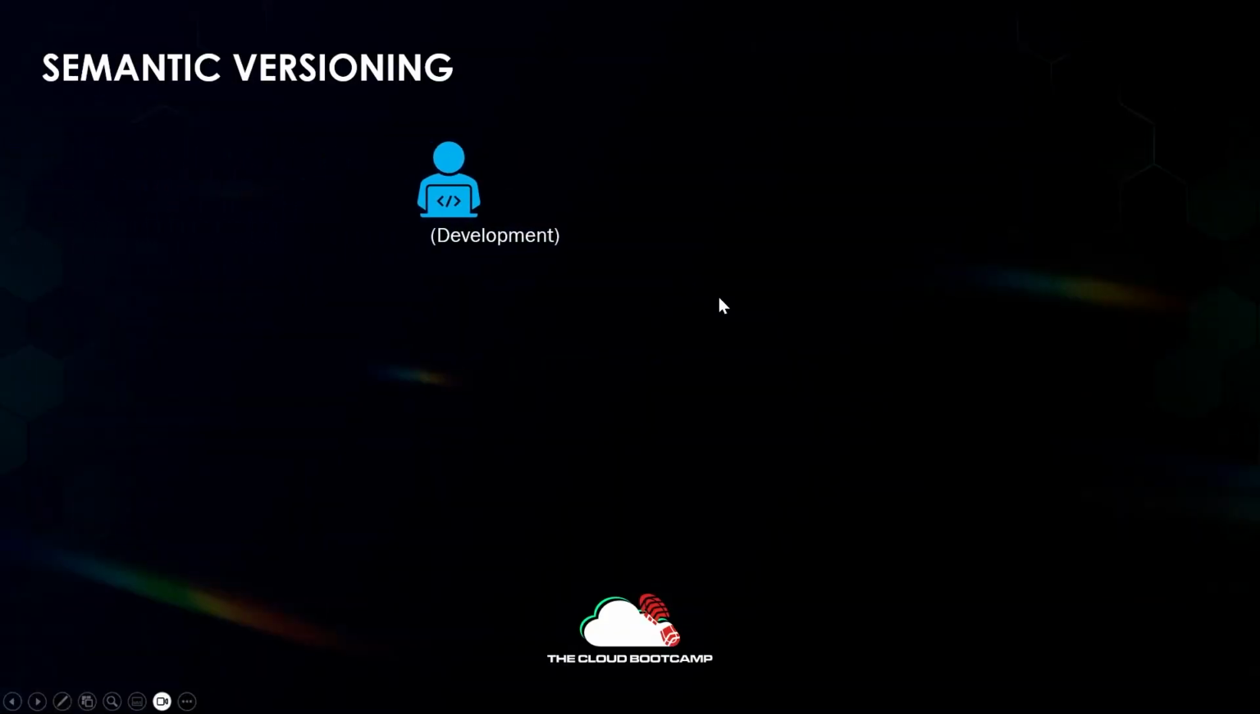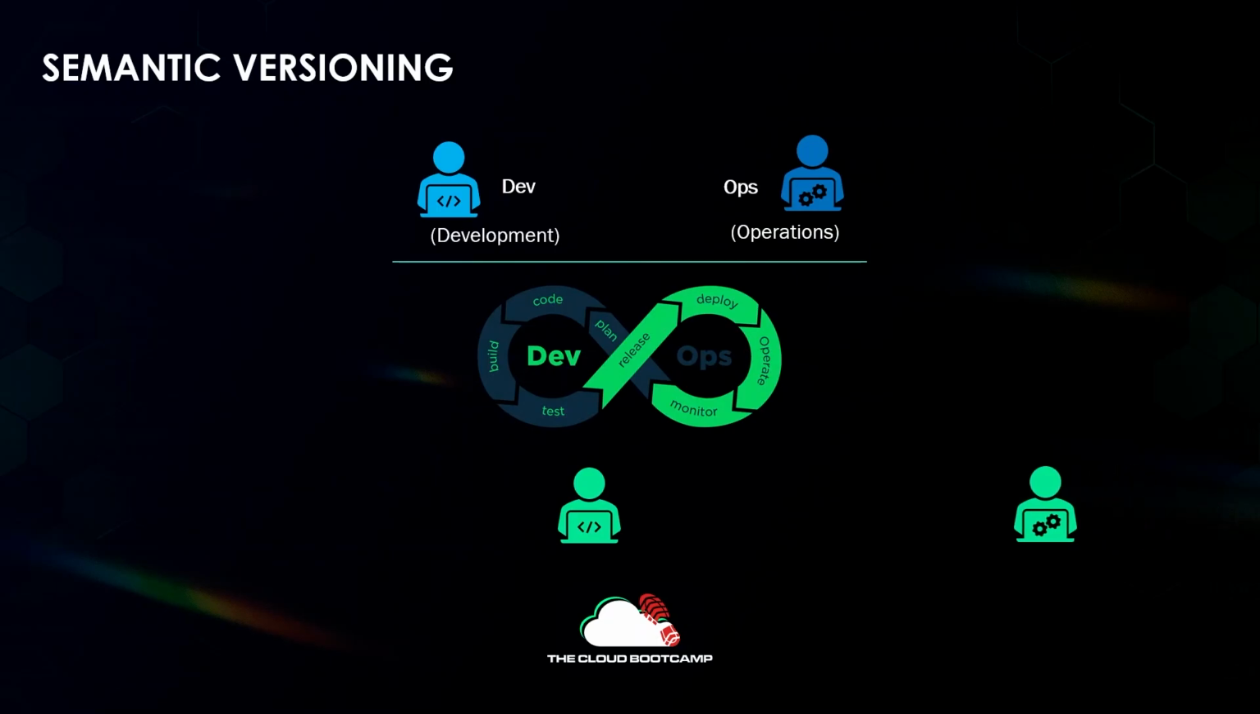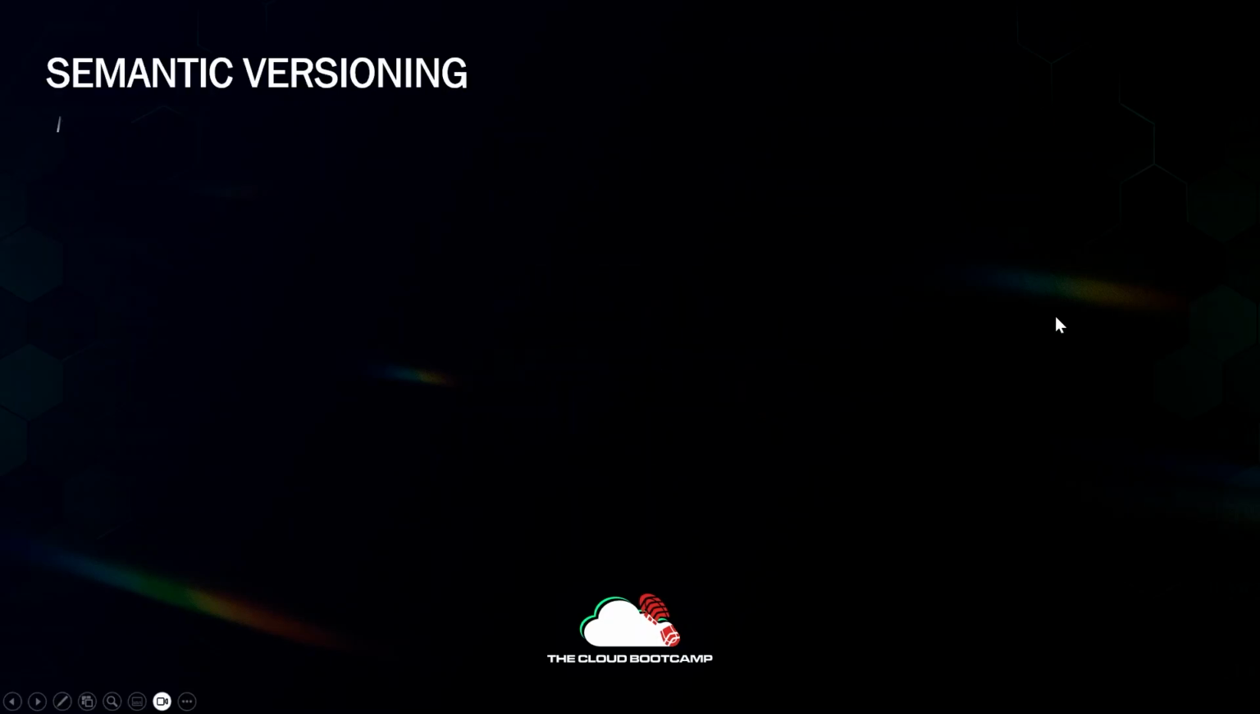Hey guys, welcome to another video here on the channel. In today's episode of our DevOps series, we're going to talk about an essential concept for those working in development and operations, semantic versioning. In about 3 minutes, you'll understand what it is, how it works, and why it's so important in our daily lives. Let's get to the definition.